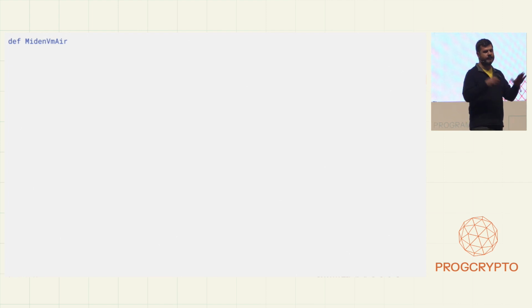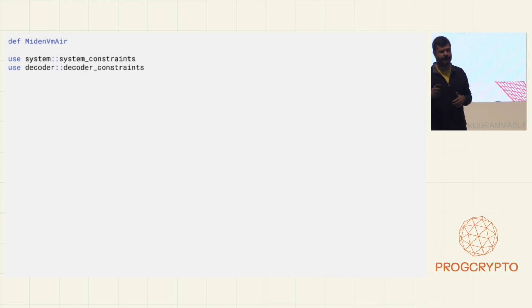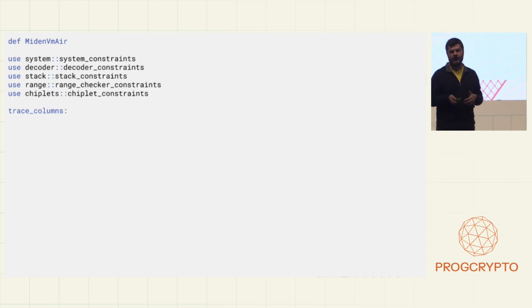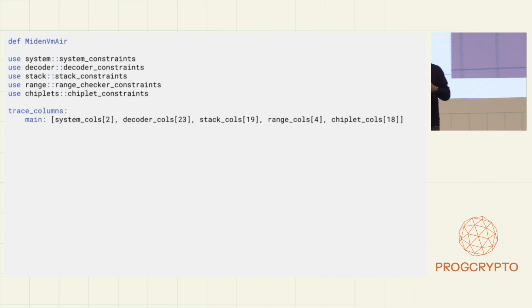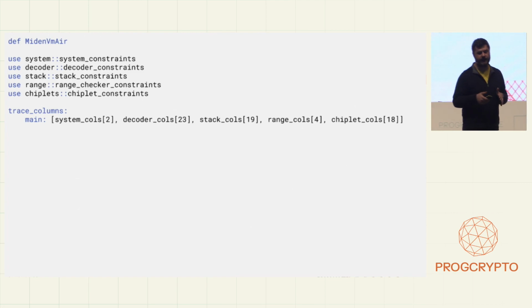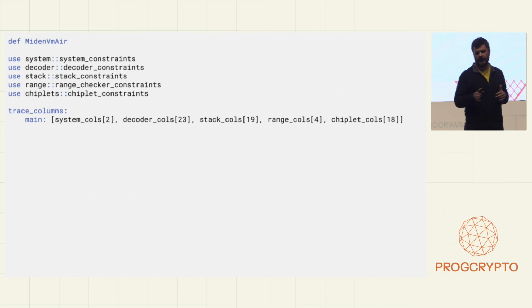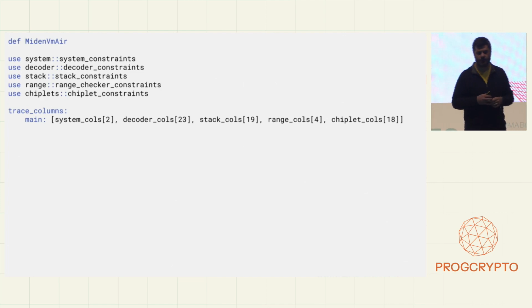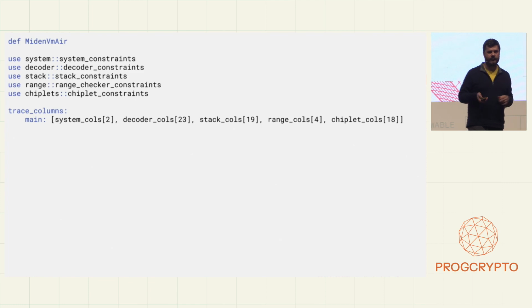When we want to define Miden VM constraints, we would have a project, and we would import system constraints, decoder constraints, stack constraints, range checker, chiplets, and all of that stuff. All of the constraints for them will be defined in individual modules. Then we would say, okay, now we have our main trace. The picture that I showed on the previous slide has, I think in this version of the slide, 74 or 75 columns if you add them up. There are system columns, decoder, stack columns, and so forth. So this is how the trace looks.